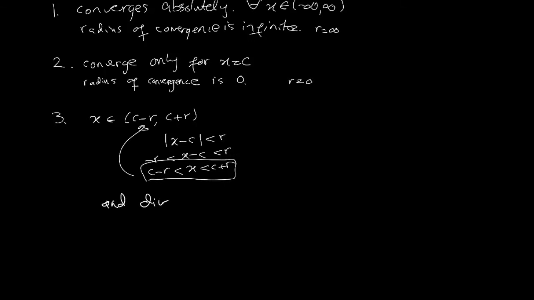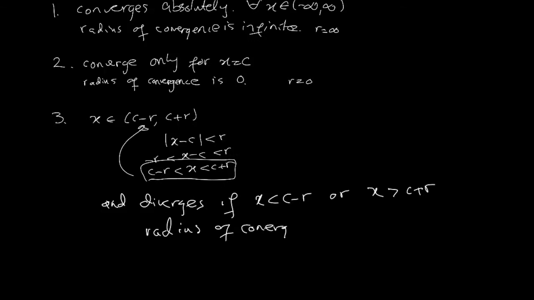And it diverges if x is less than c minus r or x is greater than c plus r, which means not in the range. The radius of convergence is r between 0 and infinity. So it's a finite number. It's a finite radius of convergence, and it's any number. So basically, as you can see, we have three possibilities.